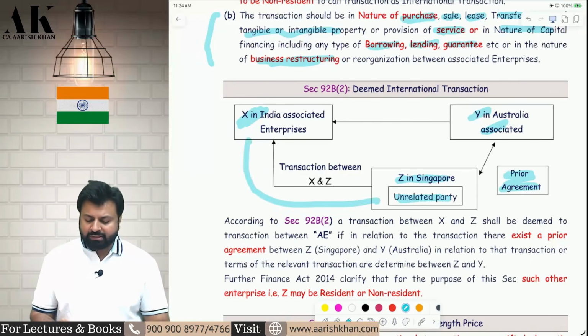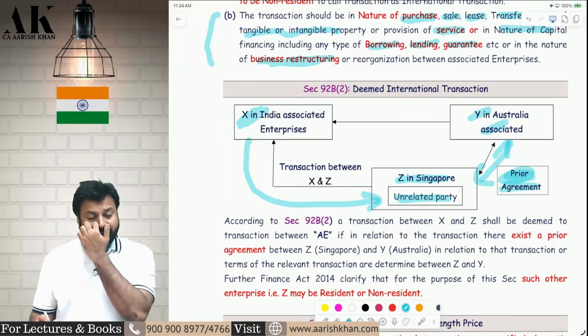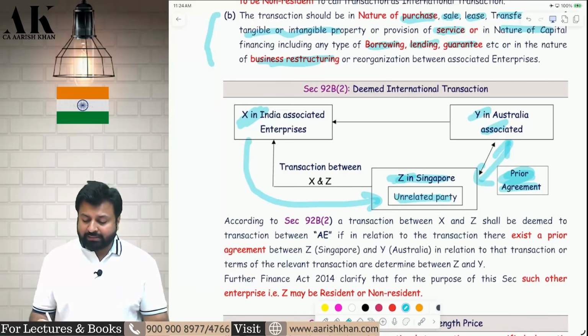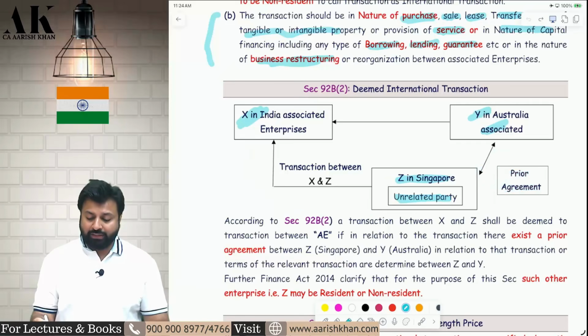They are saying that X will sell some goods to Z, and Z and Y will enter into a prior agreement that whatever goods will be sold by X to Z, Z will sell it to Y ultimately, and the goods will ultimately go to Y in Australia. So therefore, you are trying to indirectly evade tax, indirectly evade transfer pricing provisions in India. So therefore, the law made a provision.